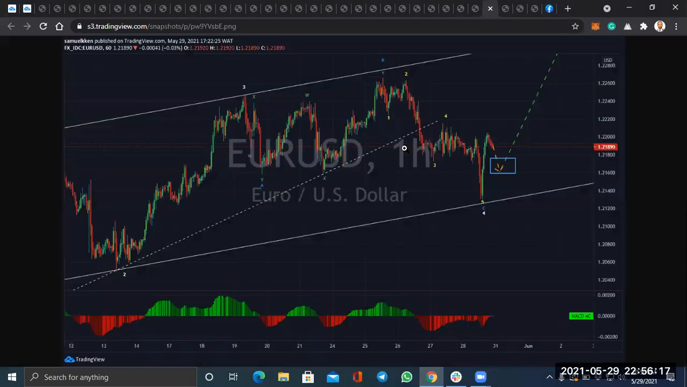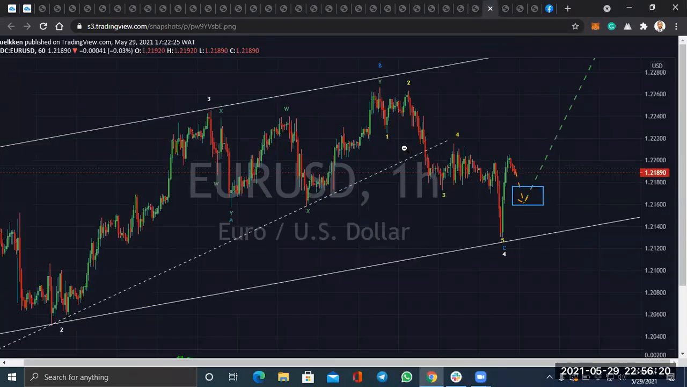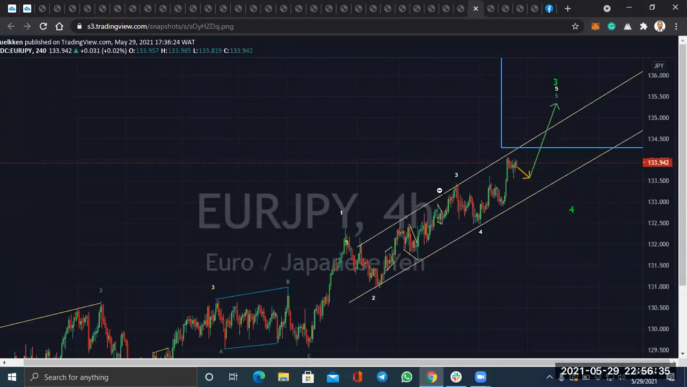Euro JPY. Okay. What about Euro? The same thing. Look for a correction to this place, not just a sharp drop. It may be A, B, C, or any other form. It may be something like this to this place. Then we have to buy.